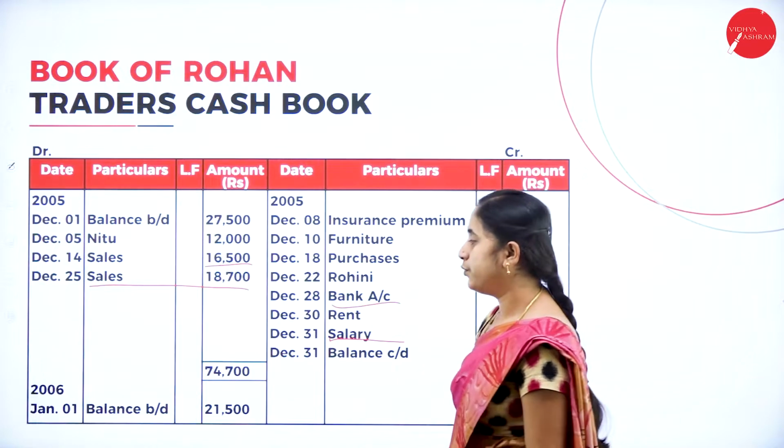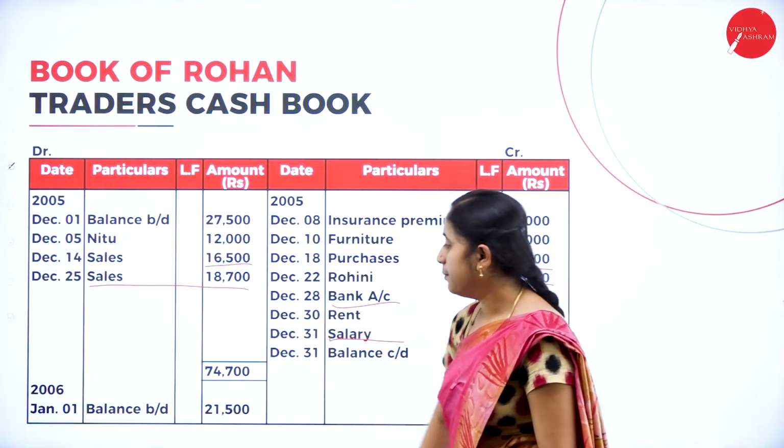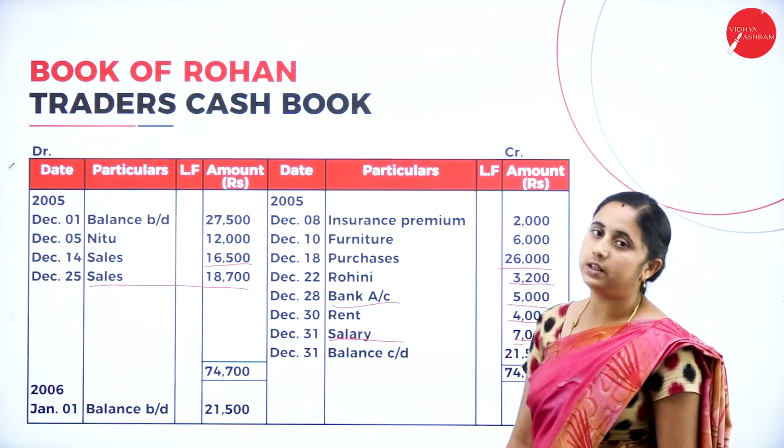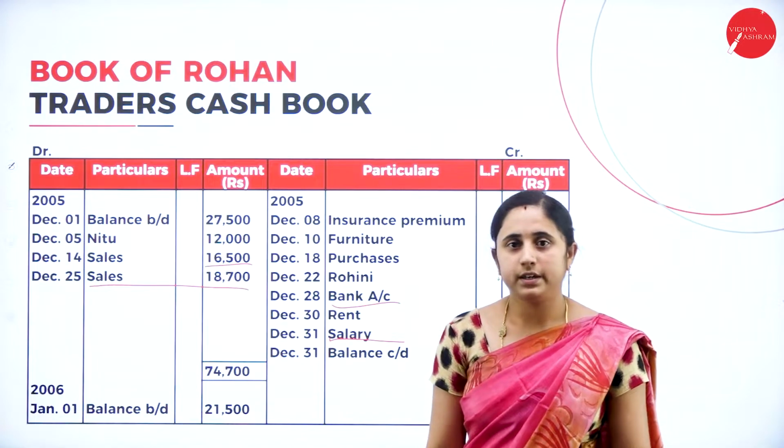It should be brought down for the next month, that is January 1st, 2016. Balance brought down should be 21,500. This is all about the single column cash book.